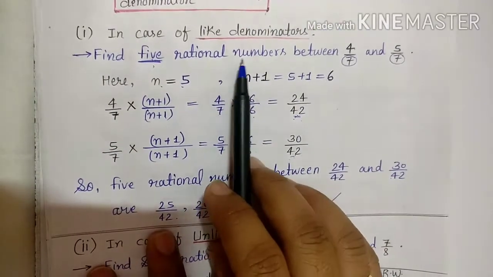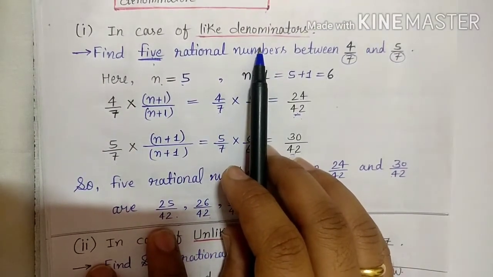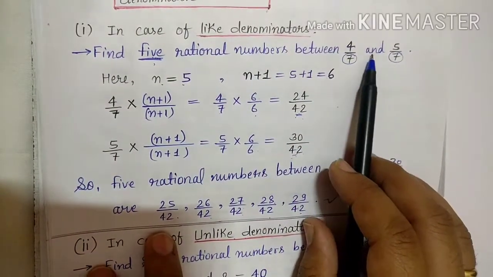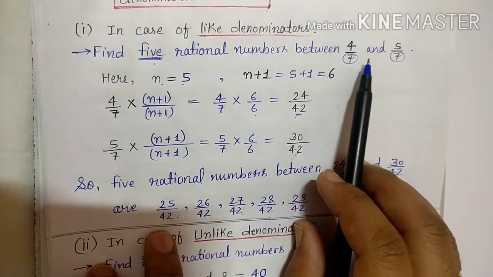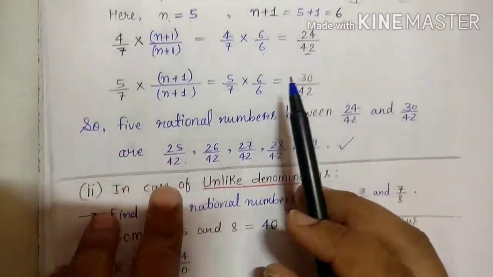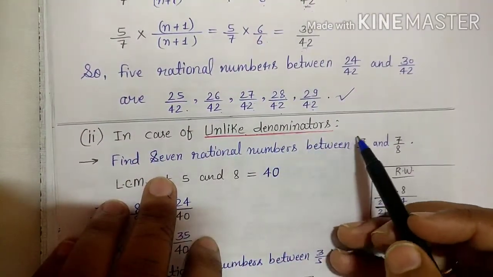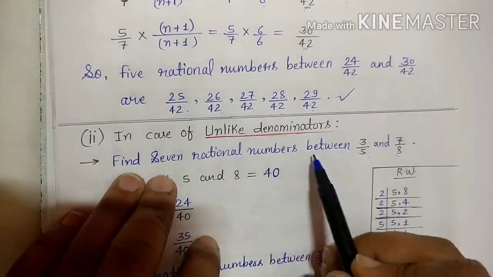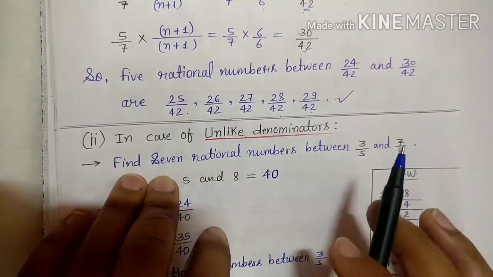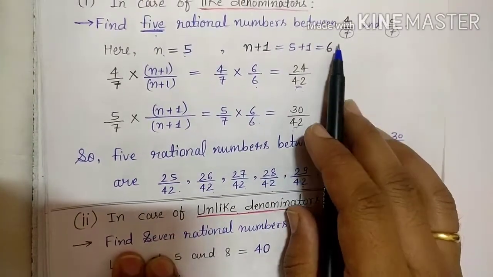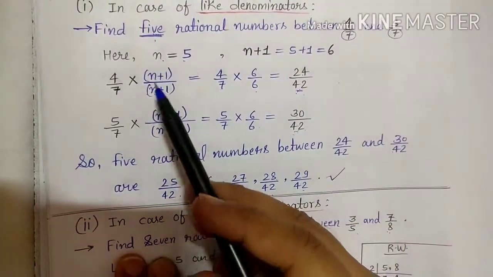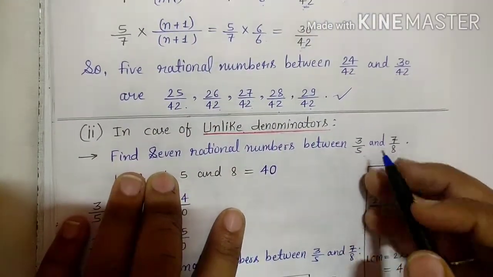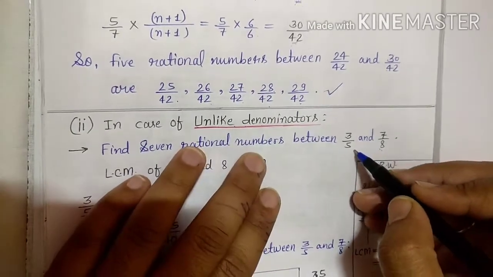This is the first case, when we are finding 5 rational numbers between like denominators, 7 and 7. Now there are fractions, or you can say rational numbers, in which the denominators are not the same, they are different. So let's learn about them. In case of unlike denominators like 5 and 8, different denominators, when the denominator is different, just pay attention carefully. If the denominators are the same, like denominators, we can directly put n plus 1 and find the answer.